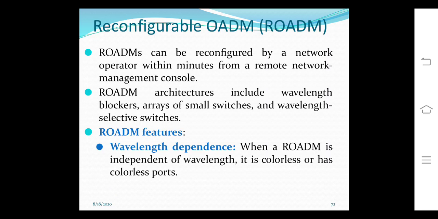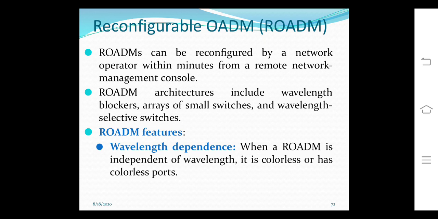So reconfigurable OADM, that is also called ROADM, that is add drop multiplexing. ROADMs can be reconfigured by a network operator within minutes from a remote network management console. So even from a distant place it can be operated, and some wavelengths can be added and some can be discarded. So adding or removing both can be done. Dropping also can be done at distant places. So it is remotely operated. ROADM architectures include wavelength blockers, arrays of small switches and wavelength selective switches.